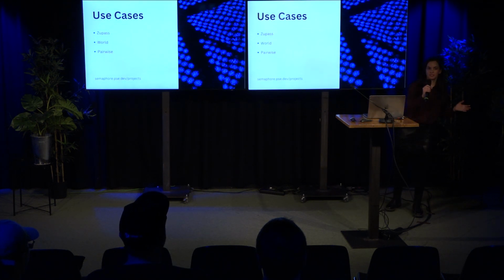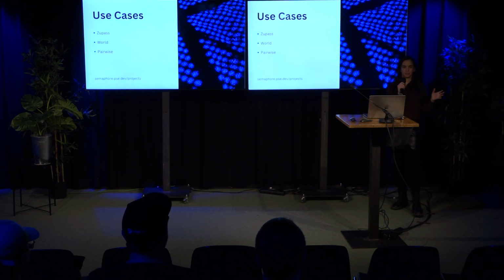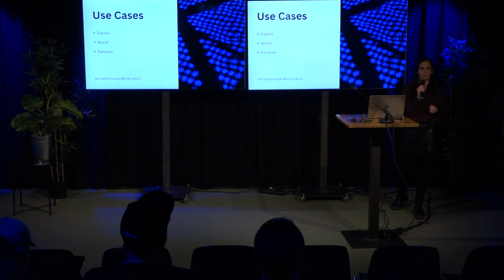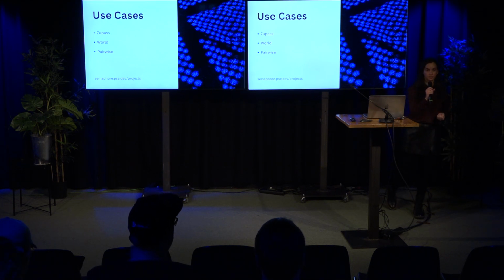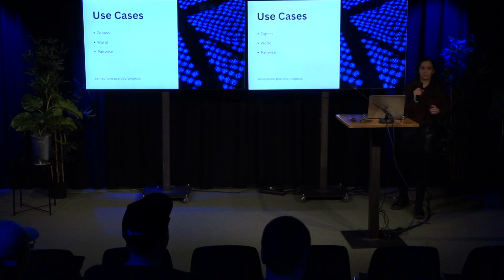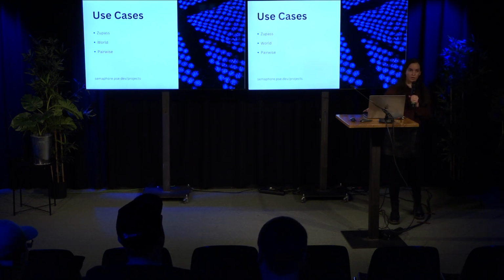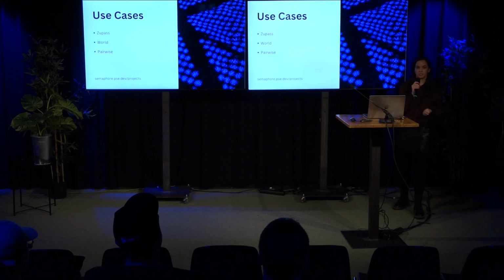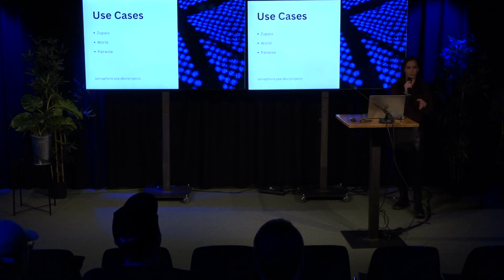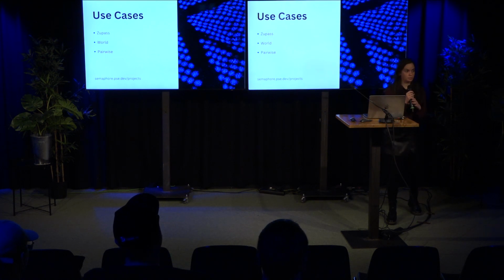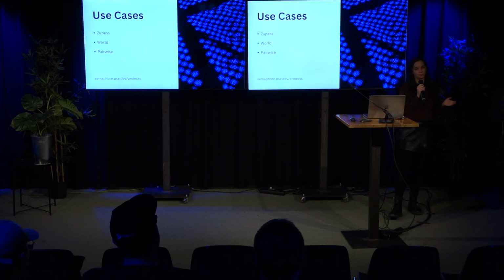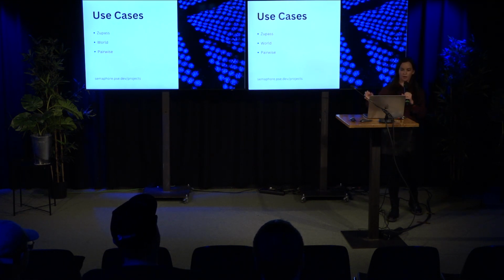There are some use cases for Semaphore, and I'm going to mention a few of them. There is the Supas project. It was used at DEF CON for ticketing for the event. And also the World project, which is for anonymous proof that you are a real human. And also Pairwise, which is a project for anonymous voting. Here is a link to a list of other projects using Semaphore, so you can check them out.